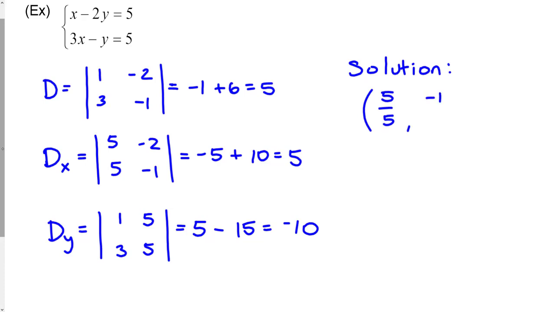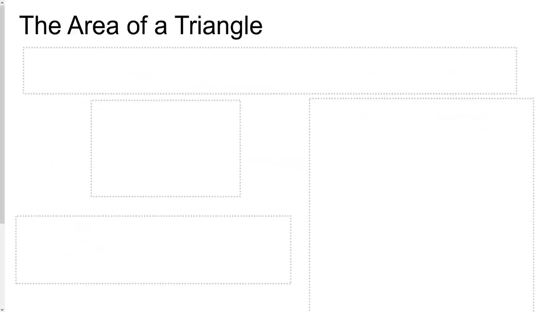The y-coordinate is d sub y divided by d. So this is 1, -2 is my solution. And what's nice is when you're calculating d initially, if d results in 0, so if this number 5 ended up being 0, then you would either have no solution or you would have infinitely many solutions, because the denominator in the 5 halves and the -10/5 would be 0, and you can't divide by 0. So that is Cramer's rule.